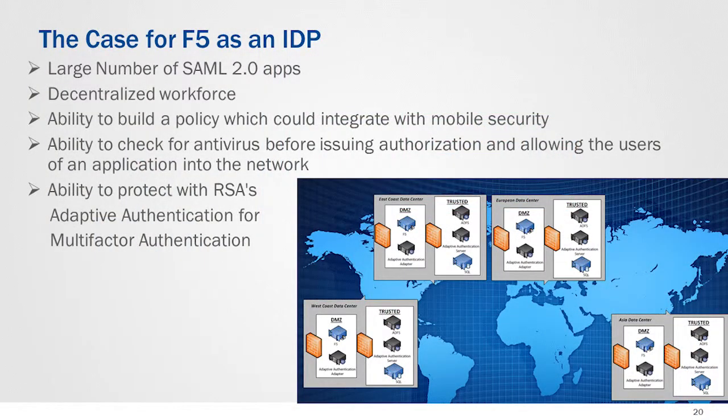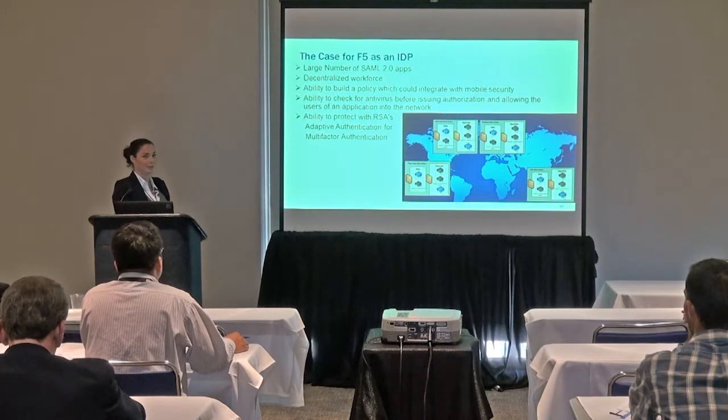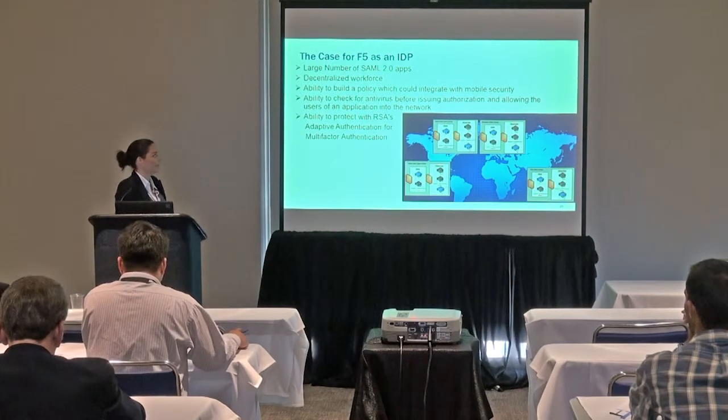So here's the case for F5 as an IDP with this particular customer. They had a large number of SAML 2.0 apps. They had developed them in-house specifically for their business. They met regulations which were specific to their line of business, and so they wanted to continue to support SAML 2.0. They had a decentralized workforce. Their workforce was all over the world in many different locations, and they wanted to be able to support them all utilizing the same hardware in each location so that they could make the most of their support team.